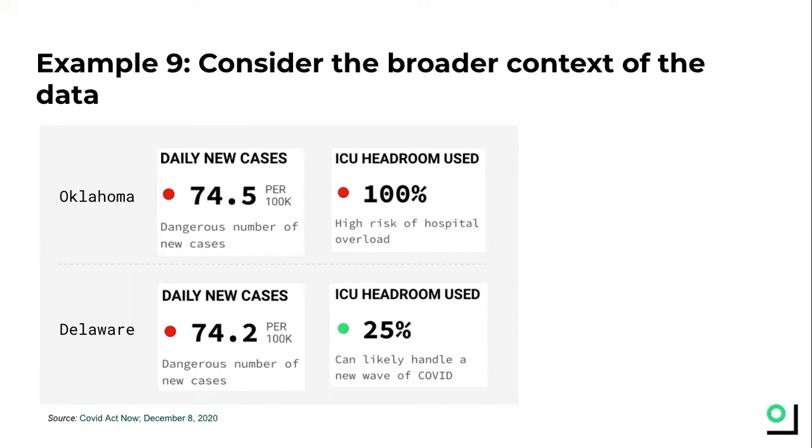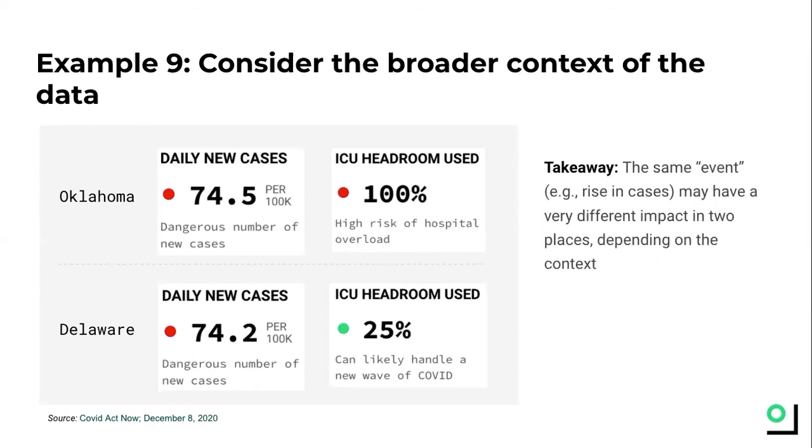Now let's consider that in the context of another concern. Will hospitals in these states have the capacity to treat the surge in cases? Delaware's ICU headroom is only 25% used, compared to 100% in Oklahoma. This suggests that although COVID is widespread in both these states, Delaware is in a much better position to be able to treat the increase in hospital patients. Meanwhile, Oklahoma policymakers might respond by increasing their surge capacity in hospitals or implementing stricter stay-at-home measures to reduce viral transmission. Here, we can see how the same event, here a rise in cases, can have very different impact in two places, depending on the context.